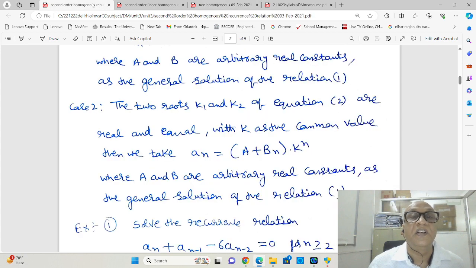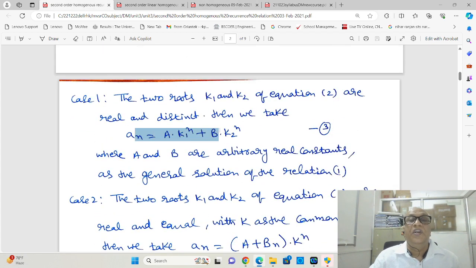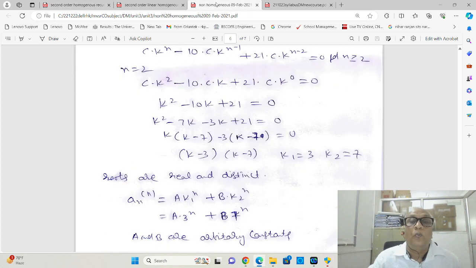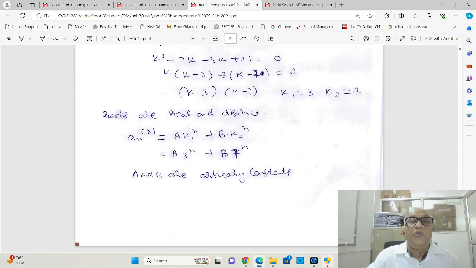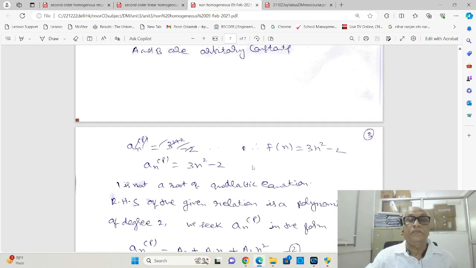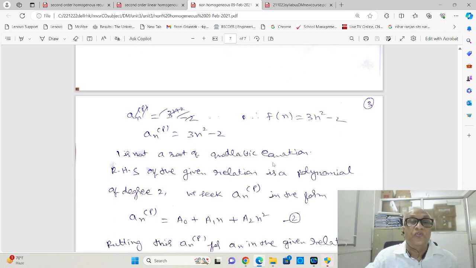When they are real and distinct, the solution is an equal to a k1^n plus b k2^n. So k1 is 3 and k2 is 7, and here a and b are the arbitrary constants. What is our function on the right side? It is 3n square minus 2. So for the particular solution, we take 3n square minus 2.